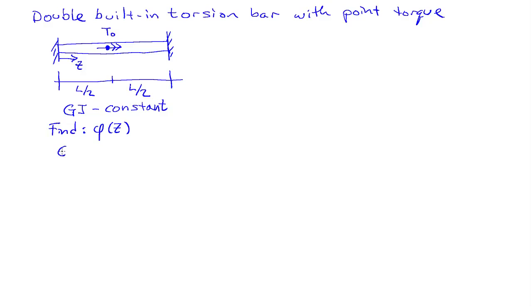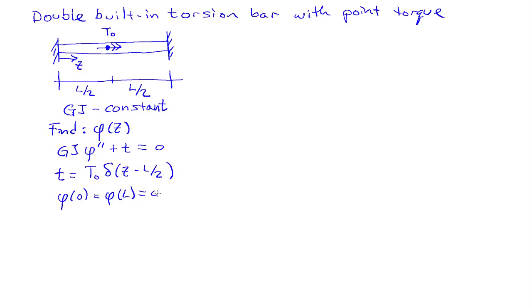The governing equation, because GJ is a constant, will be GJ phi double prime plus the distributed torque is equal to 0. The distributed torque in this problem is a point torque, so that's represented by a delta function, T naught delta of Z minus L over 2, so we shift it to the center of the bar. And then we need two boundary conditions for our second order ODE, and that will be phi of 0 equals phi of L equals 0. So this is the problem that I need to solve.